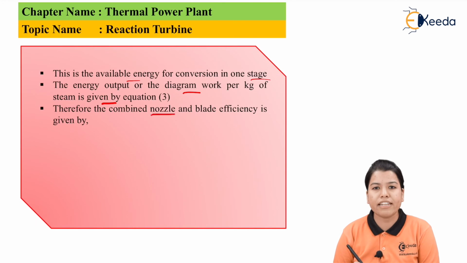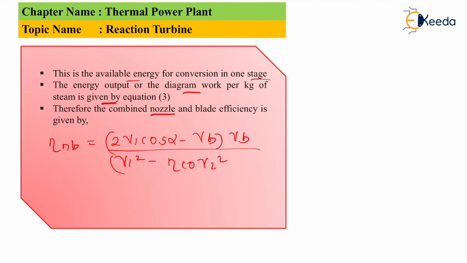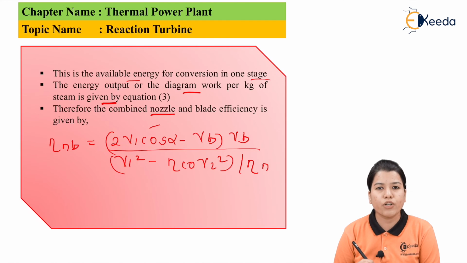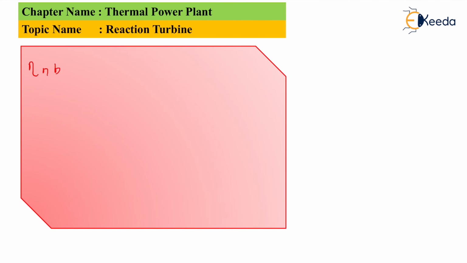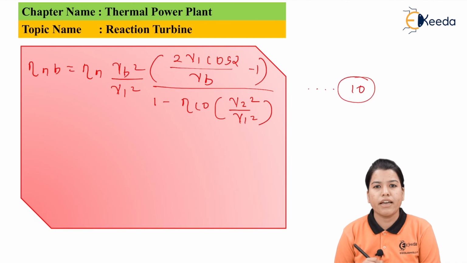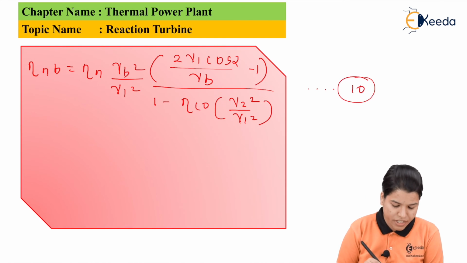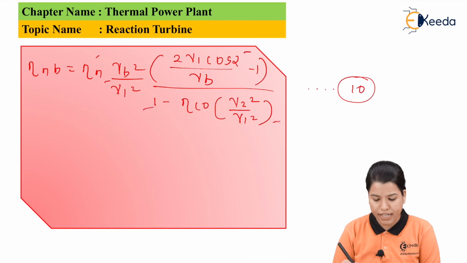Therefore, the combined nozzle and the blade efficiency can be given by efficiency NB is equal to bracket 2 V1 into cos of alpha minus VB multiplied by VB whole divided by V1 square minus efficiency CO V2 square divided by efficiency N. Further simplifying this equation, we get efficiency NB, that is nozzle and blade combined, is equal to nozzle efficiency multiplied by VB square divided by V1 square multiplied by bracket 2V1 cos of alpha divided by VB minus 1 whole divided by 1 minus carryover efficiency multiplied by V2 square divided by V1 square. Let it be equation number 10.